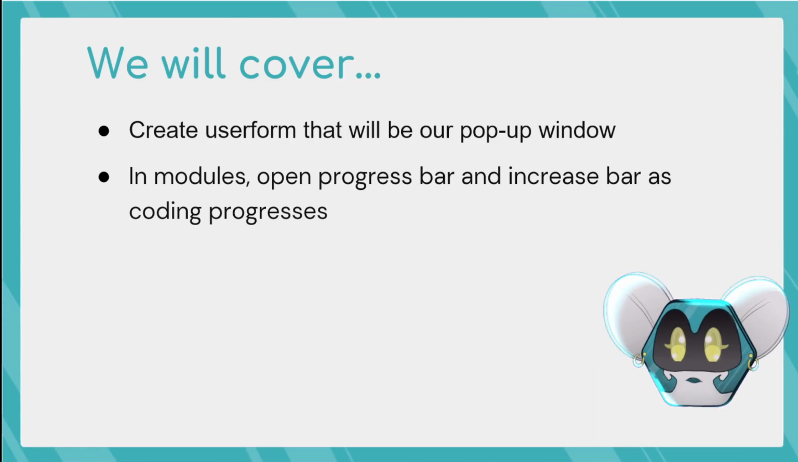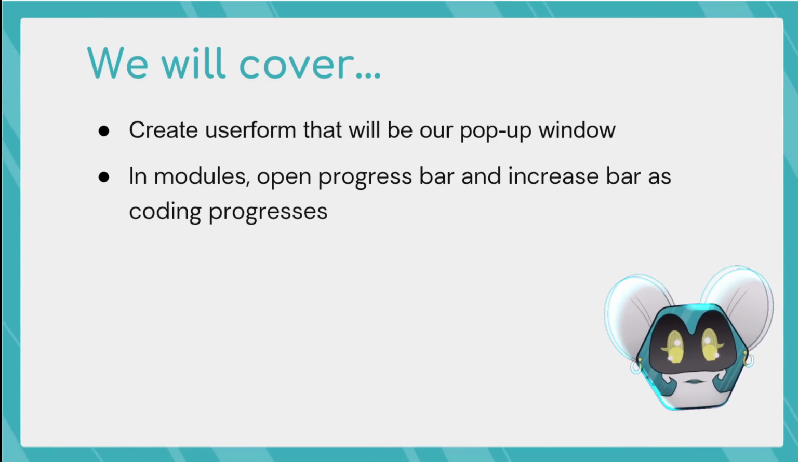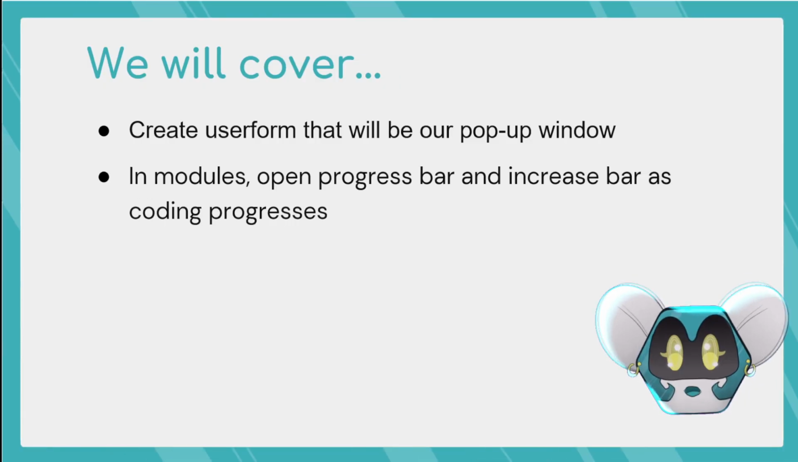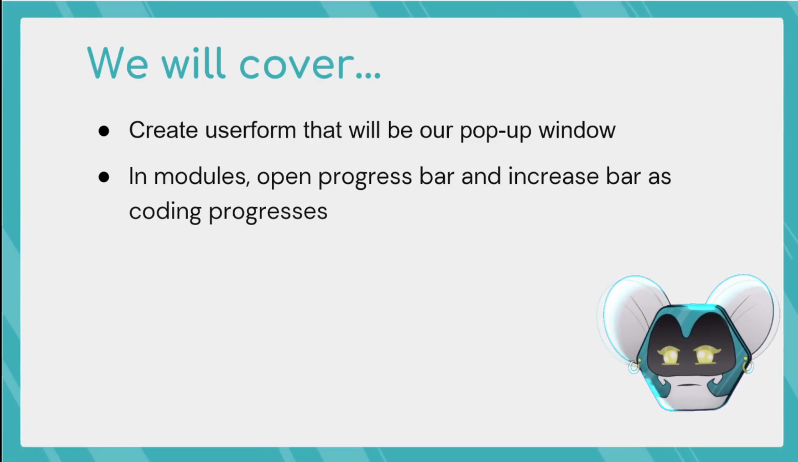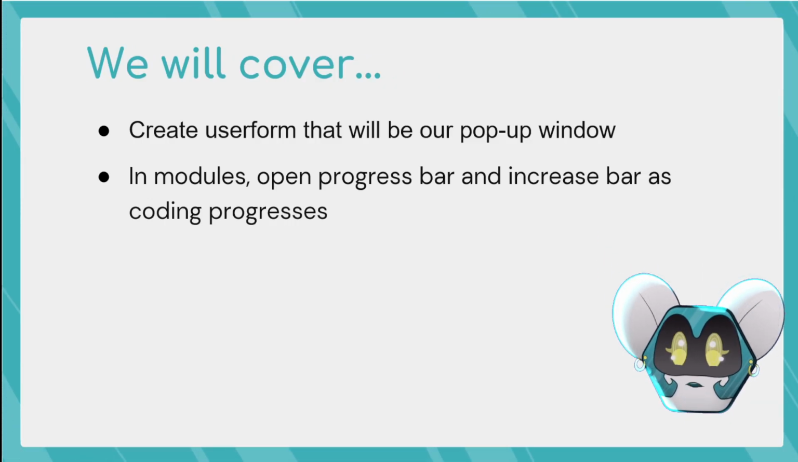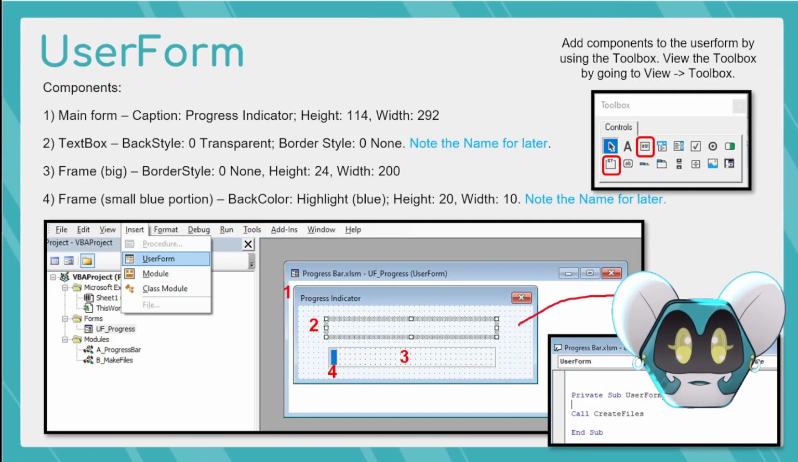So we will go over how to create the user form, which will be our actual pop-up that'll show the progress bar image. And then we'll go over how to update that image using modules.